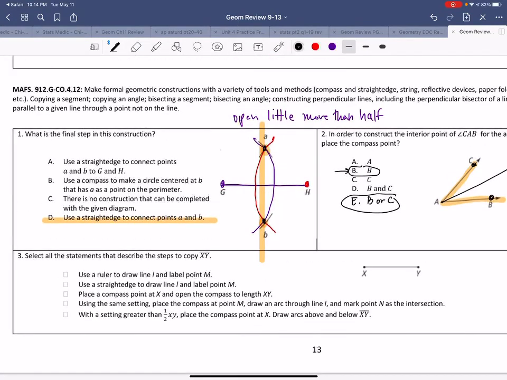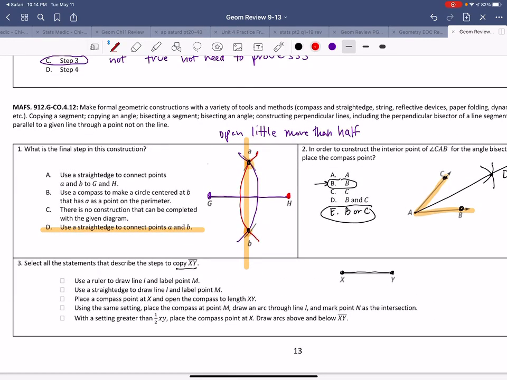It says select all the statements that describe the steps to copy XY. So I'm just going to go through those steps, right? To copy XY, step 1, you want to use a straight edge. So just make a straight line anywhere. And you want to copy a point. Doesn't matter where. So take a ruler and draw a line and label that point M. This step is step 1. That's kind of what I've done there. Oh, wait. I fell for that trick, didn't I? I don't really need a ruler. I just need something straight. Okay, so I've done this. This is my step 1.